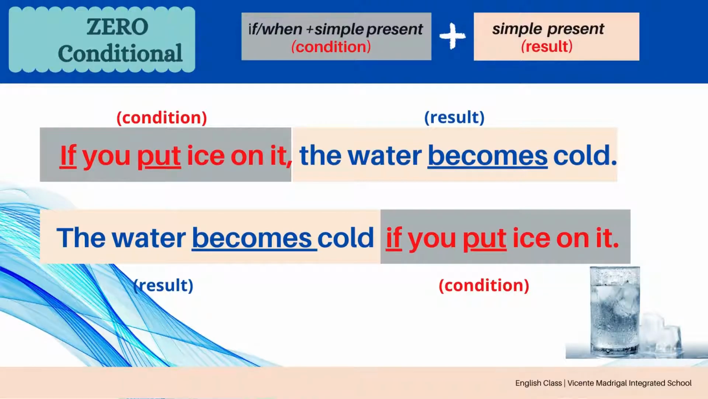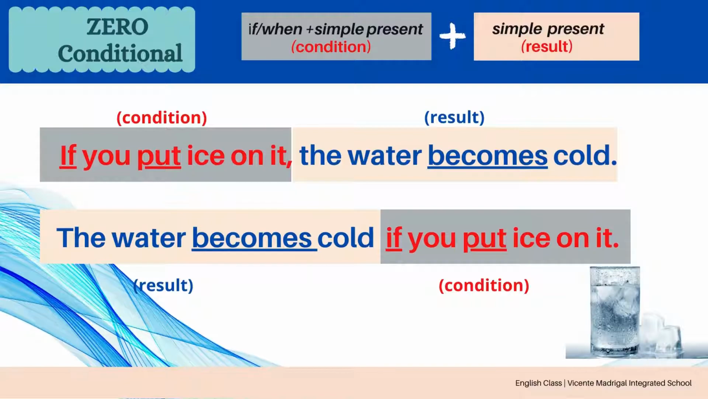If you put ice on it, the water becomes cold. The water becomes cold if you put ice on it. We have two parts here in the sentence. The first part is, if you put ice on it, which is the condition. It uses the signal word if in the clause, and we use the simple present verb put. The second part is, the water becomes cold, which is the result. We use the simple present verb becomes because the subject is singular, water.